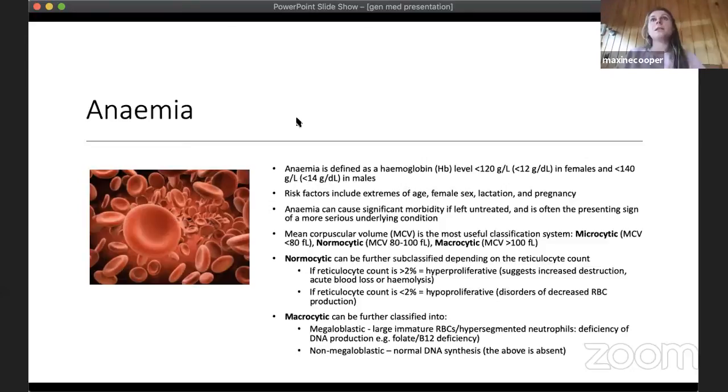So I think a good way to look at anemia is, you can't just say, oh, they've got anemia. You need to think about what has caused that anemia, because there will be a cause.